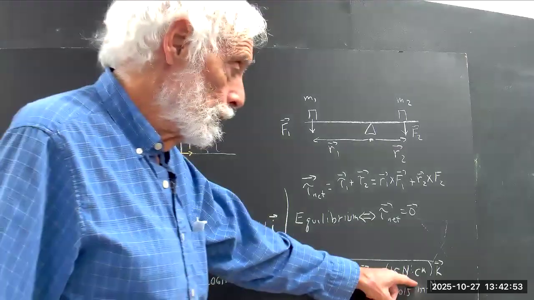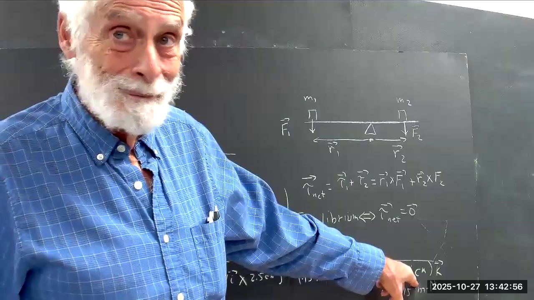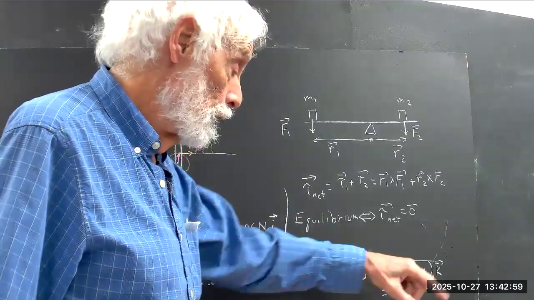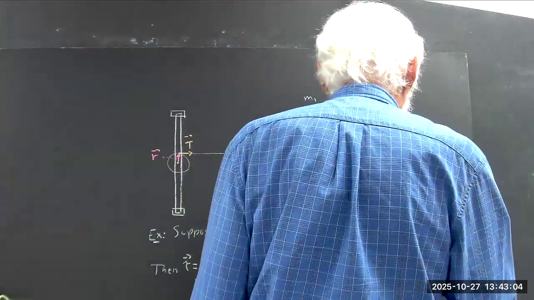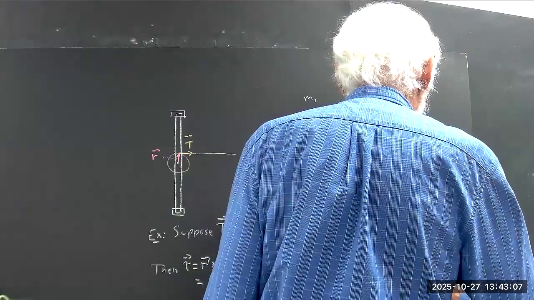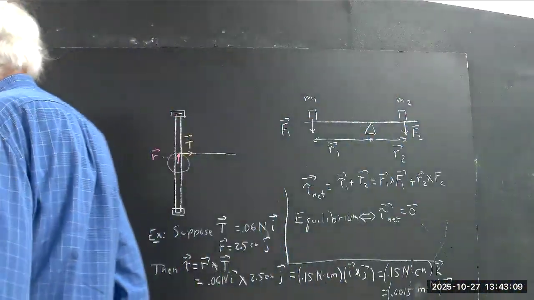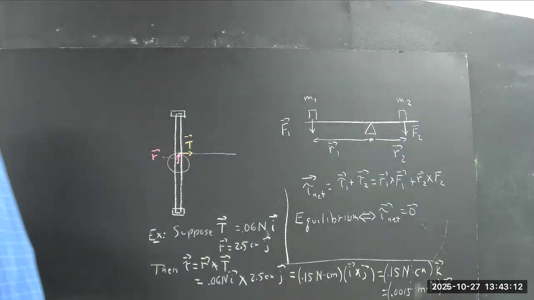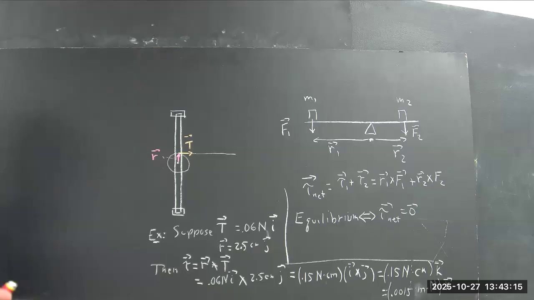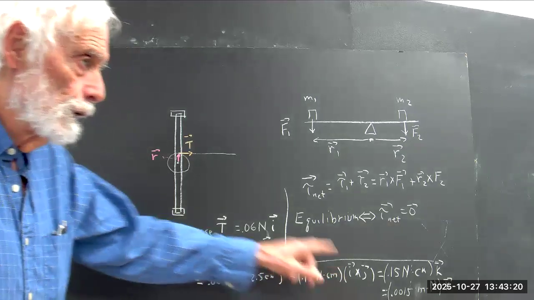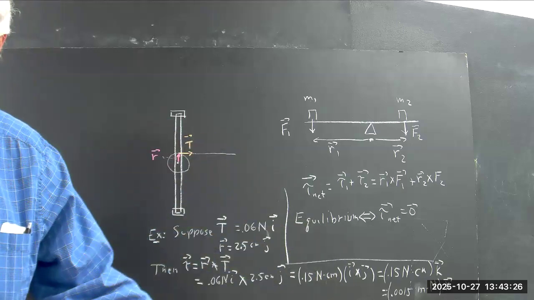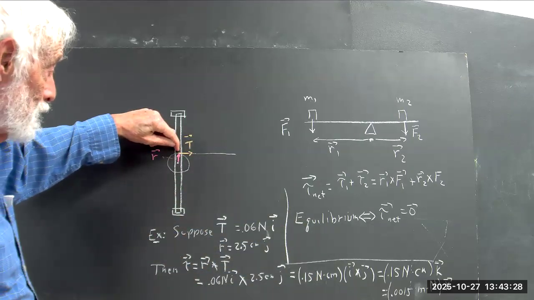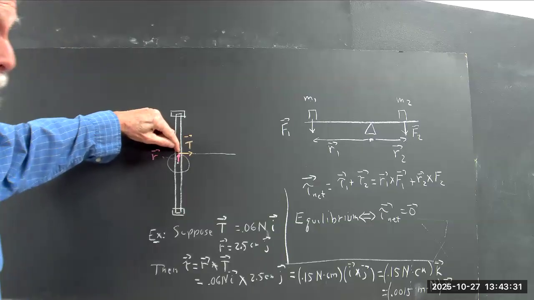And you should understand that a centimeter is 0.01 meter. If you multiply 0.01 by 0.15, you get 0.0015 meter newtons times your K vector. And that's going to be constant on this system, because as this string unravels, you're always going to have tension force applied to the system at the same point.